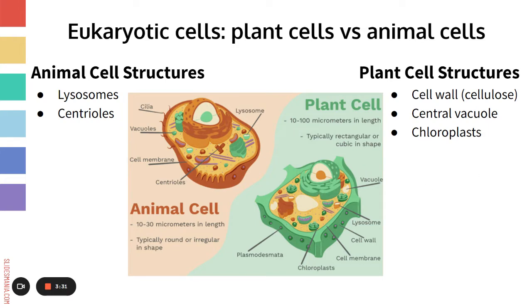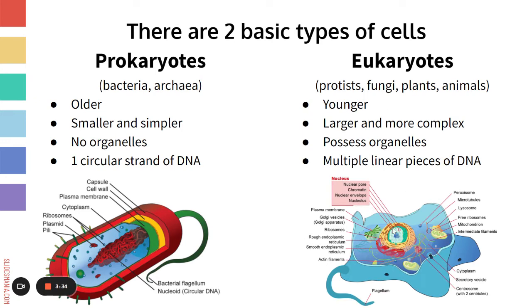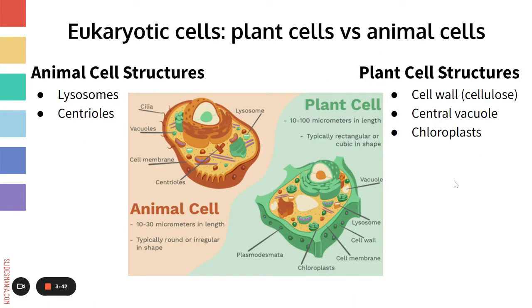Okay, so this next slide is going to be about plant cells versus animal cells. And I just want to take a moment and point out that both of these, plant cells and animal cells, are both eukaryotic. So we're sort of zooming in on the eukaryotic side here. Okay, so there are some big picture differences between the structures that an animal cell has that a plant cell doesn't, and structures that a plant cell has that an animal cell doesn't.